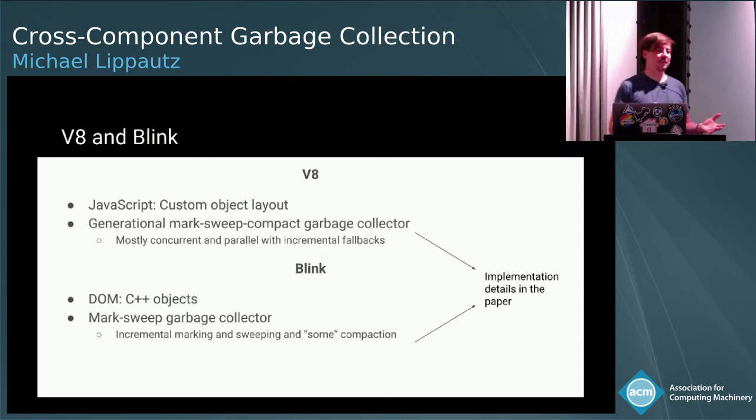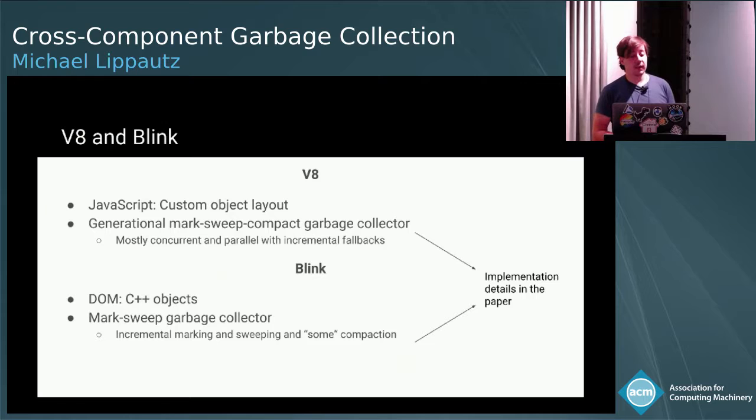How does this relate to this cross-component memory management problem? Well, we have now V8 and Blink. V8 has a custom object layout for JavaScript. This is essentially all the customized things that you need to make JavaScript a fast language on the web. It's also collected using a generational mark sweep compact collector, which is these days mostly concurrent and parallel with incremental fallbacks. For Blink, the DOM is implemented as regular C++ objects. They might use some fancy C++, but it's still the C++ object model.